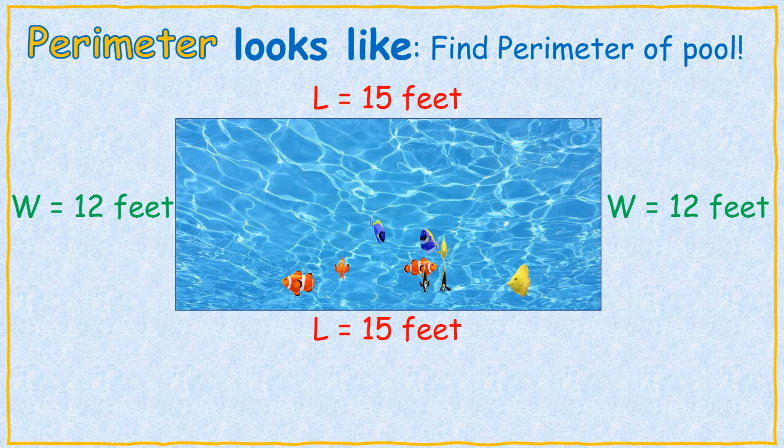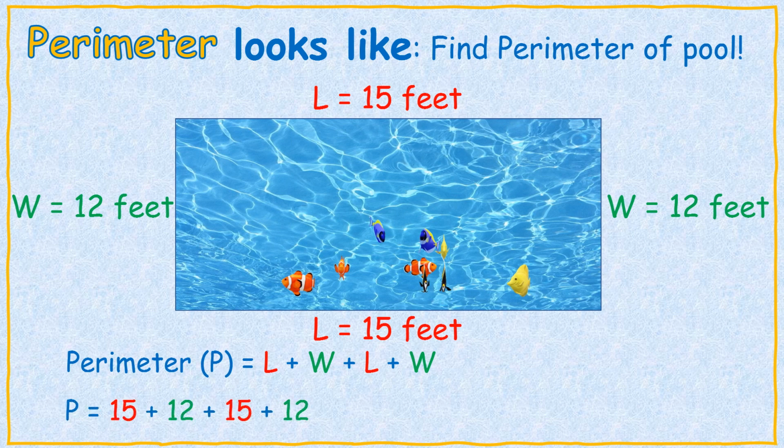Okay, here's some new information. I know that the length of this rectangular pool is 15 feet, and the width is 12 feet. Now everybody, I need you guys to say the formula with me. Ready? Perimeter, length plus width plus length plus width.